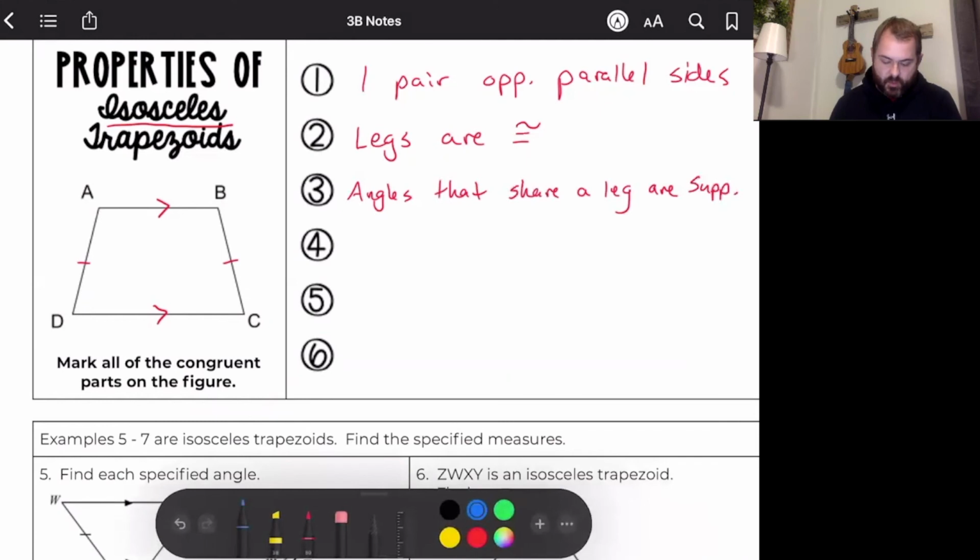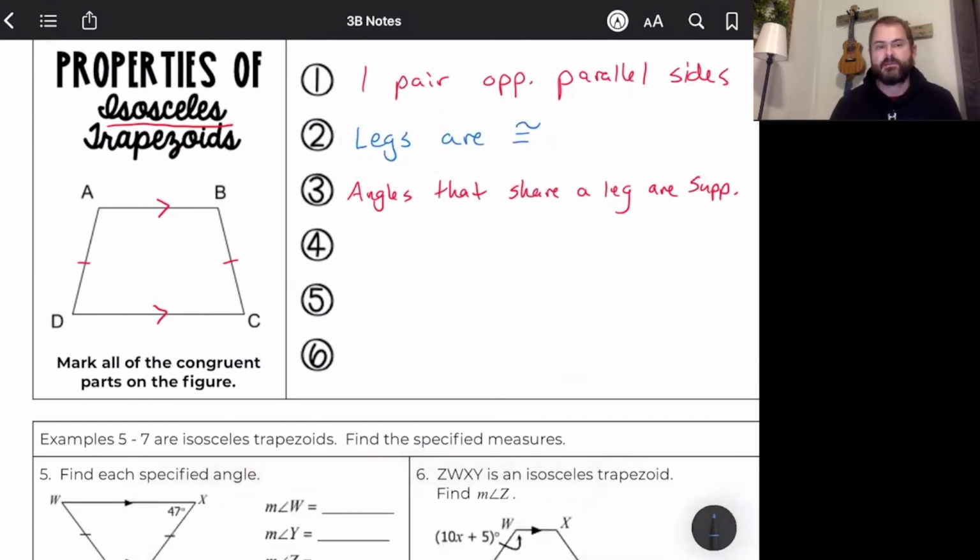But we have some new properties here we're going to look at. This is one of those new properties. And then the other properties are involving, first of all, the base angles, the angles that share a base. Now, all four angles could be called base angles, but when I say base angles, I'm talking about two angles that share a base. And the base angles are congruent. That means angle A is congruent to angle B because they share the base AB. And angle D is congruent to angle C because they share the base DC in an isosceles trapezoid.